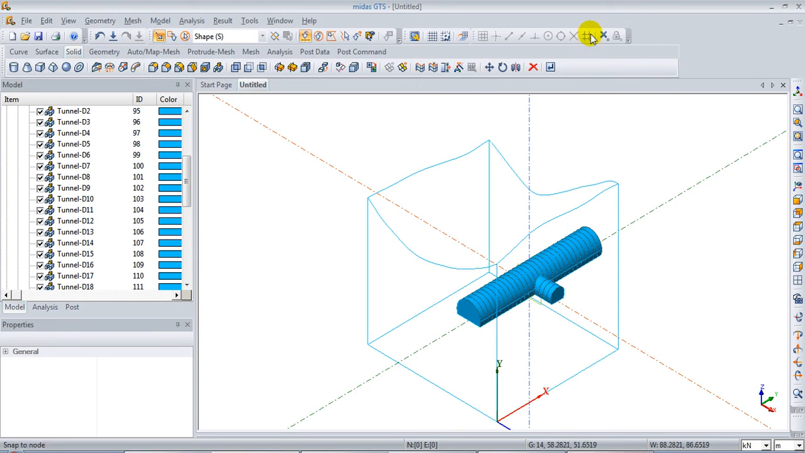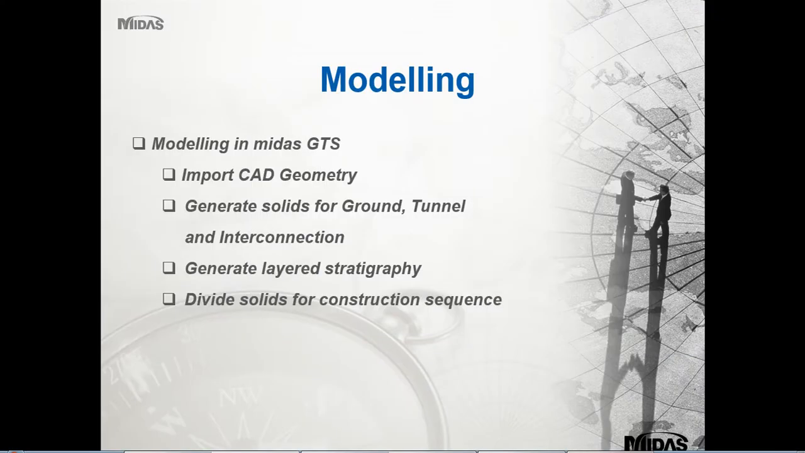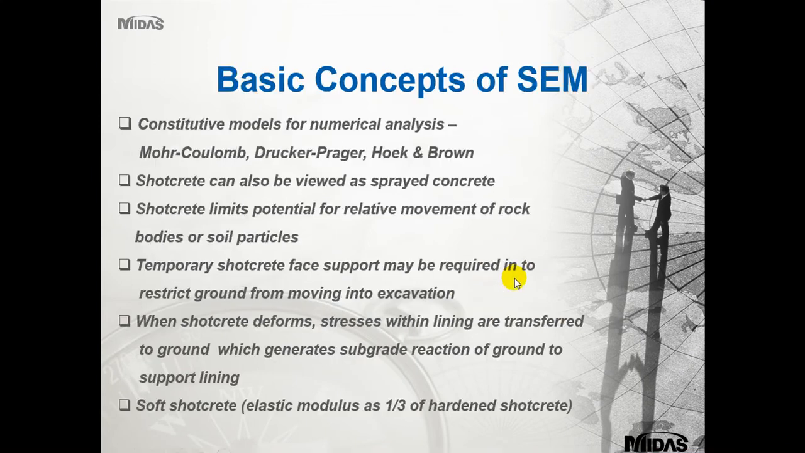Now I'm just going to drag this out of the way and take you back into the presentation. We'll just briefly talk about the meshing. So just talk about more of the basic concepts of the sequential excavation method. Right, so just talking about the different constitutive models for numerical analysis. So the Mohr-Coulomb, which is what we're focused on today, and we've also got the Drucker-Prager, and then the Hoek-Brown as well. These are other models we have within the program.